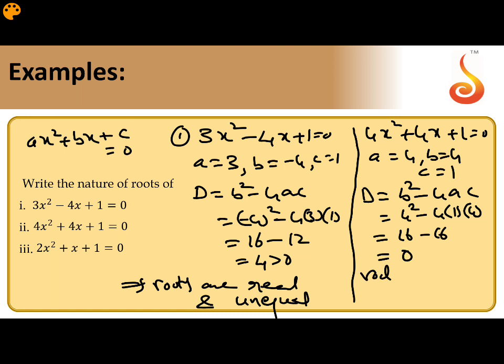Then what you can call? Roots are real and equal roots. So I hope you understand the two questions.